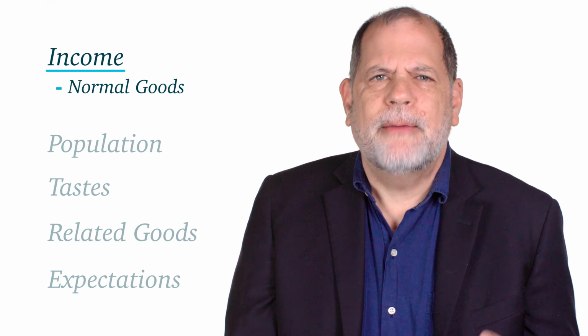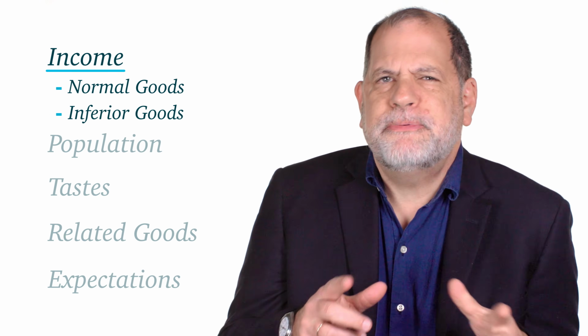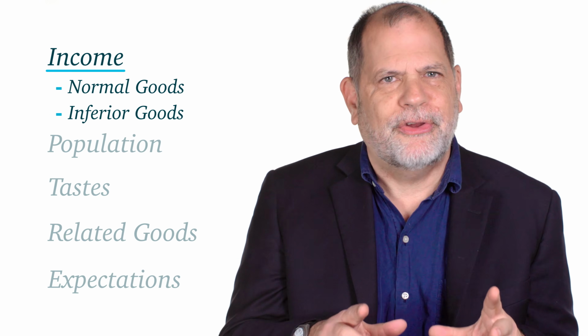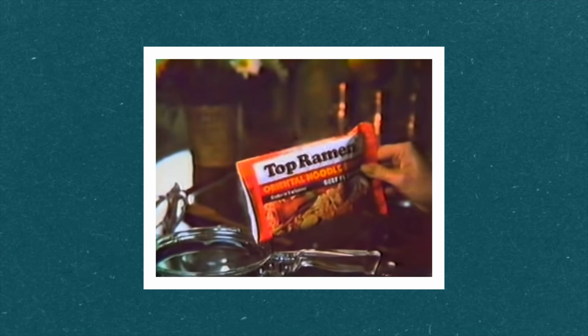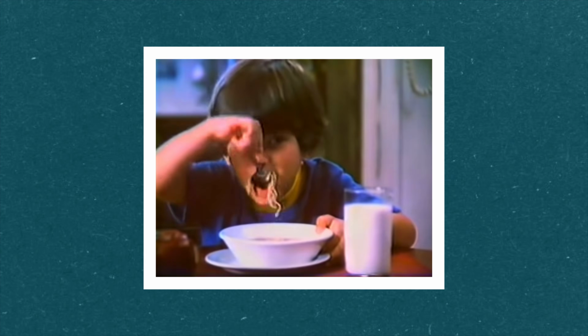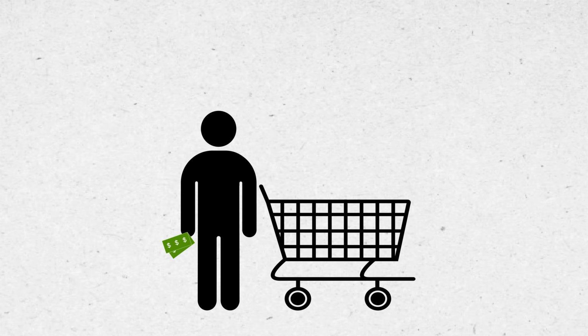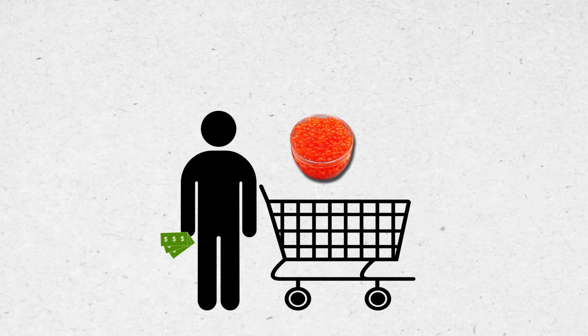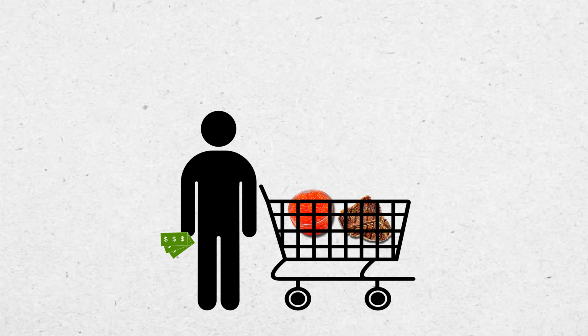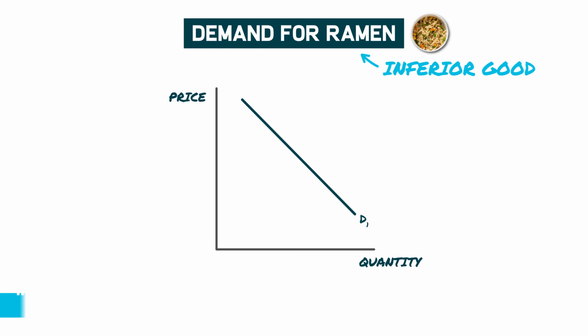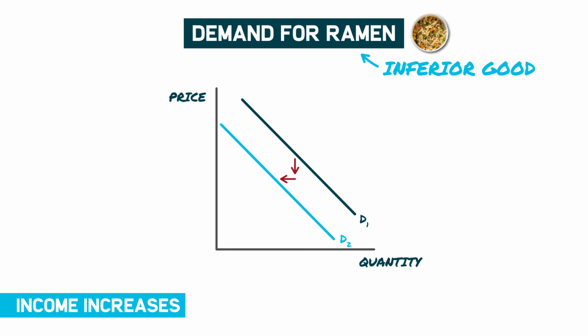There are also goods, however, for which when your income goes up, your demand for them actually goes down. These are exceptions. We call them inferior goods. So an example of such an inferior good might be instant ramen. It's very cheap. As you make more money, you might buy, say, more caviar, more steak, and less instant ramen. No thanks. Thus, the demand curve for instant ramen will shift down and to the left as your income increases.